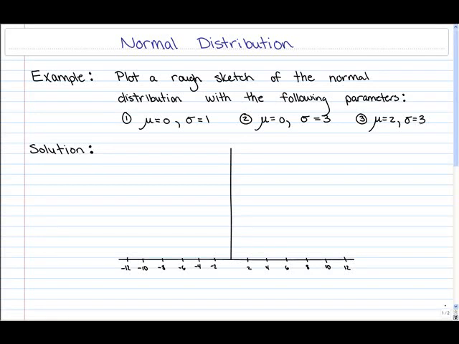In this video, we're going to take a look at the normal distribution. Now remember that the normal distribution is a continuous function which is symmetric or bell-shaped, and its peak is at the mean. And it's also known as the Gaussian function.